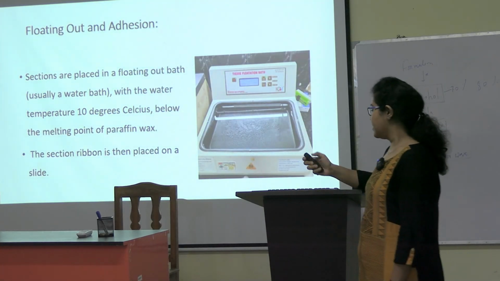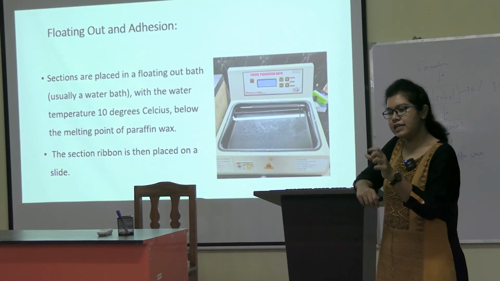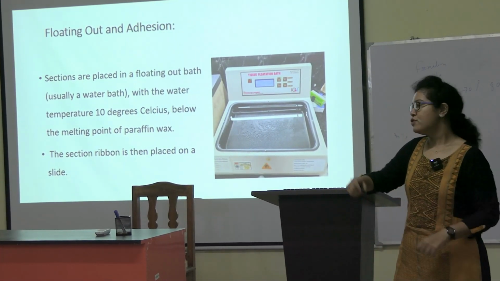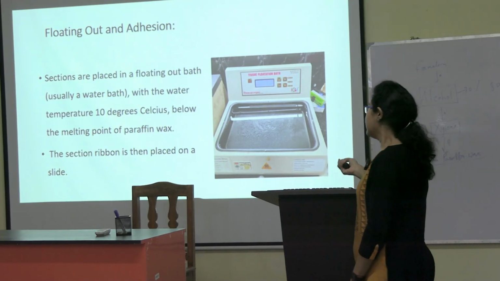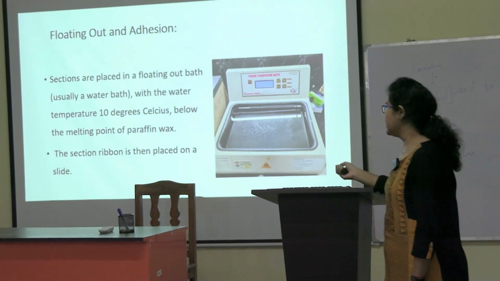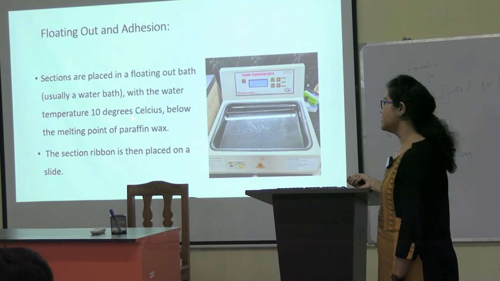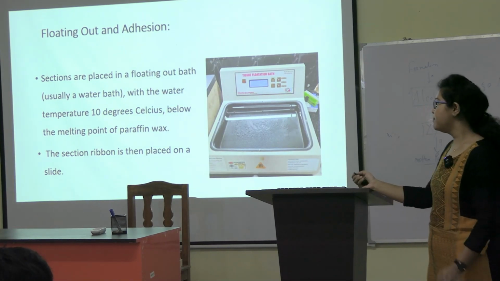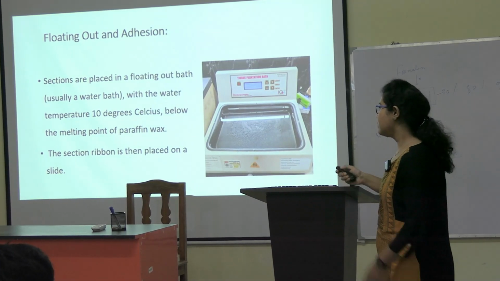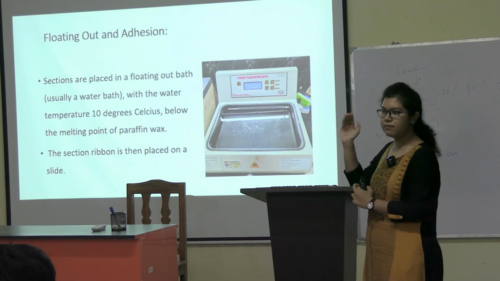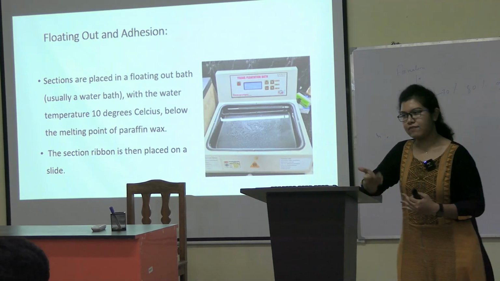Next, after we got our thin sections, we directly can't put that thin section on the slide because it still has wax. So we put it in the tissue flotation bath. This has warm water, usually at a temperature 10 degrees Celsius below the melting point of the paraffin wax. After this tissue flotation bath, the section is ready to be put on the slide, and we can see it after staining.